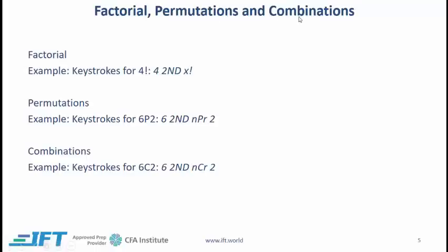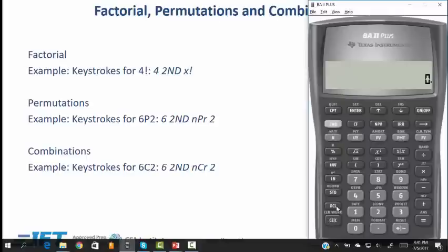Now we will look at how to come up with the factorial and then permutations and combinations. So this is fairly straightforward. Let's say we want to do 4 factorial, and we do that by hitting 4, second, and then factorial. So 4 factorial is 4 into 3 into 2, which is 24.